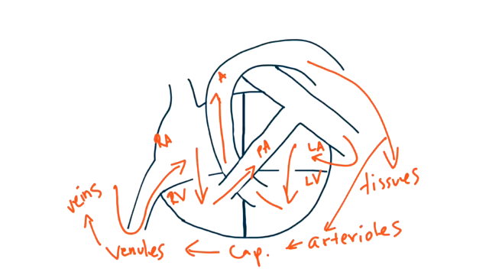Okay, let's go through a few examples to solidify these concepts. The first question is simple but important to remember. What part of the systemic circulation contributes the most to total peripheral resistance, or TPR?